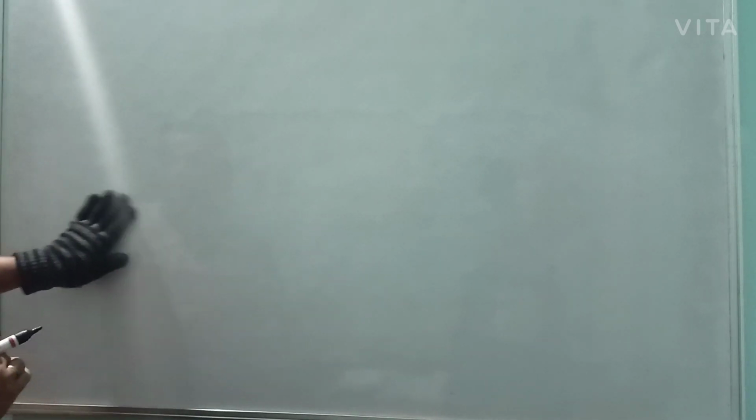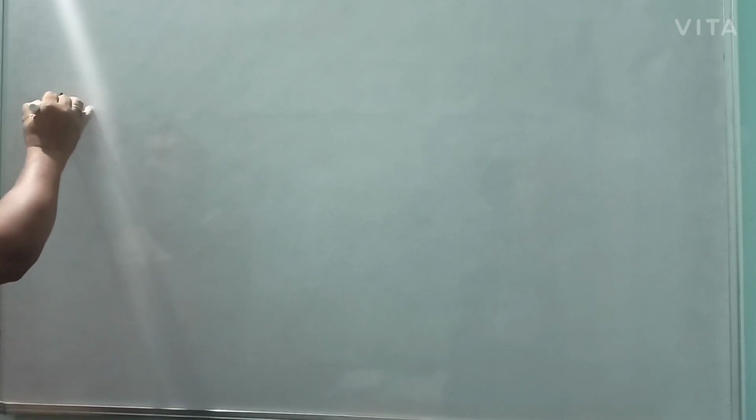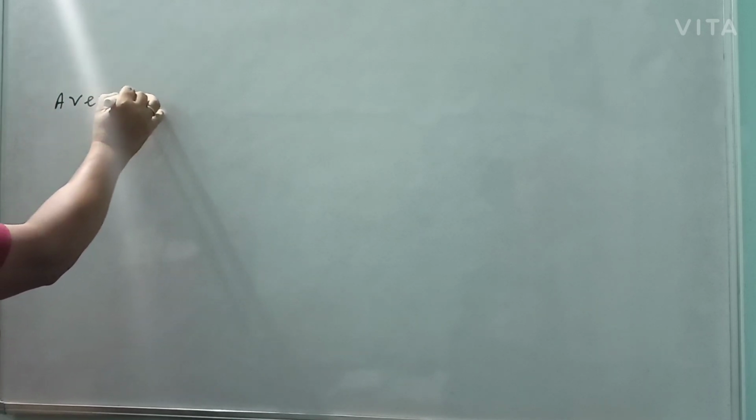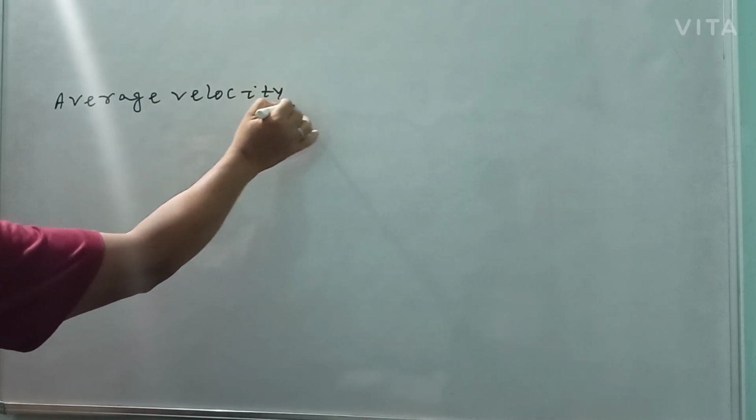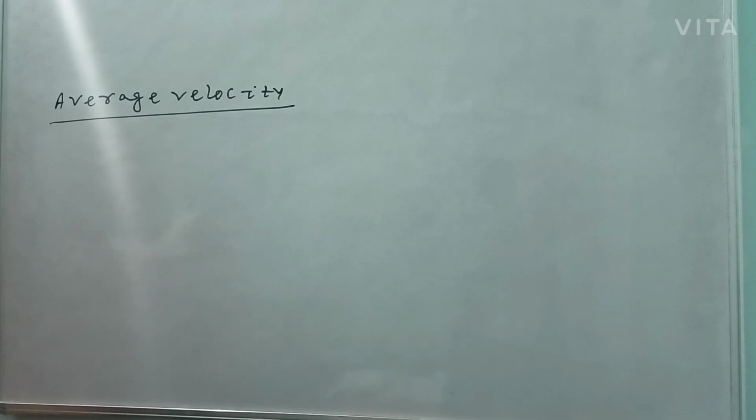What is average velocity? Average velocity is nothing but change in position or displacement divided by time interval in which displacement occurs. So what is this average velocity? This average velocity is what?